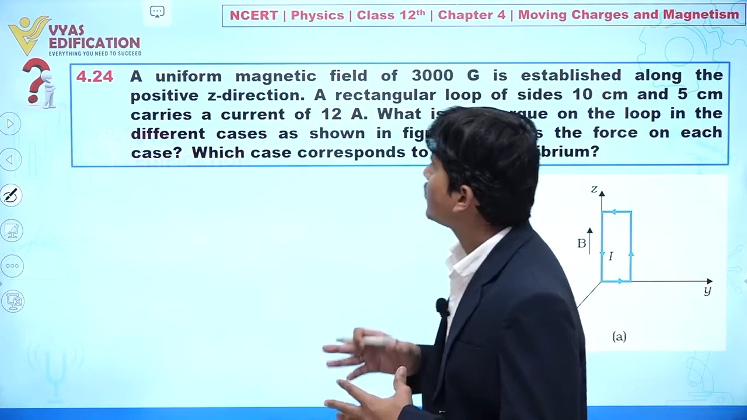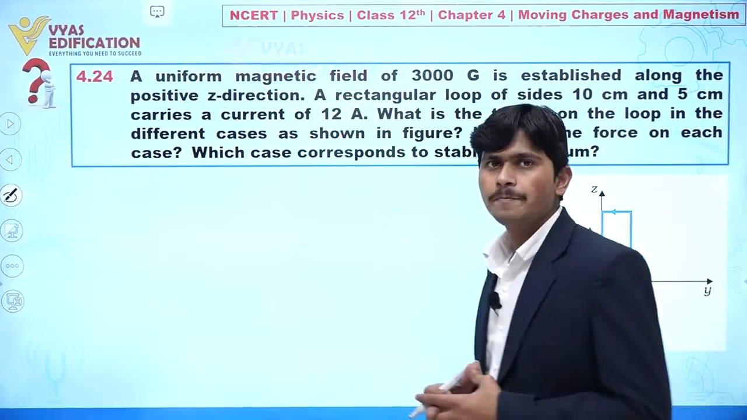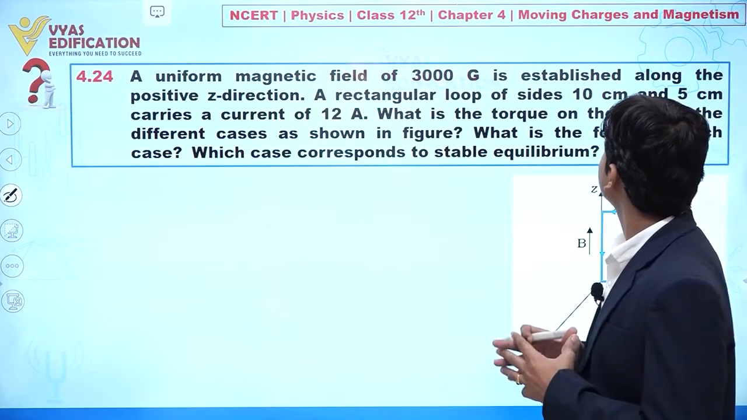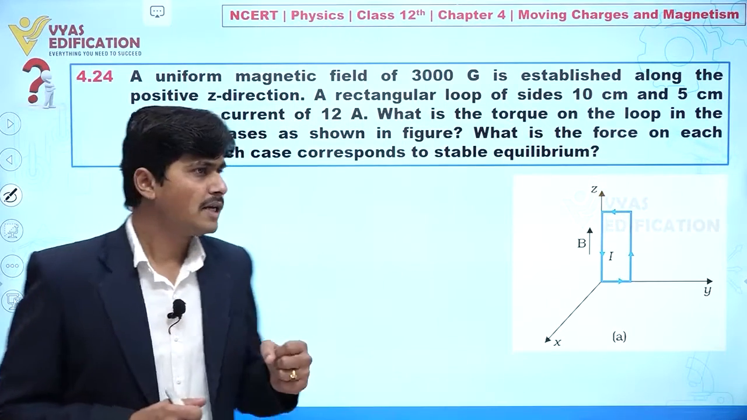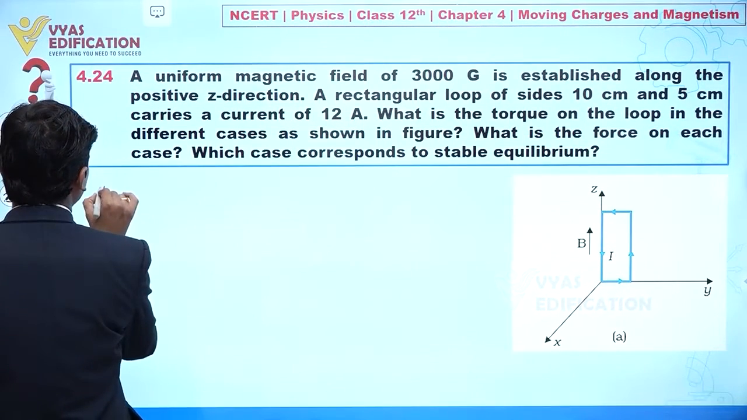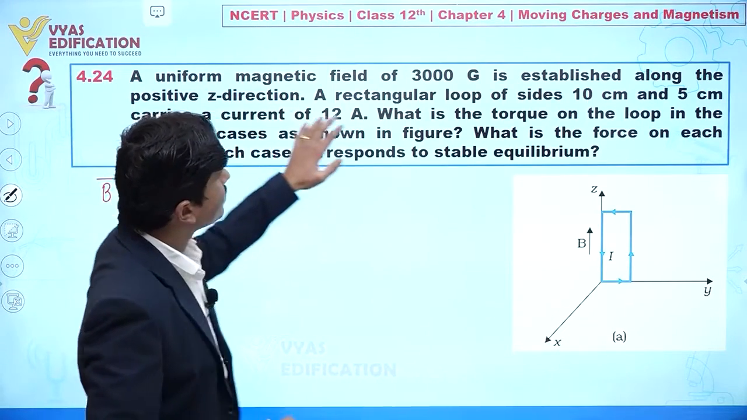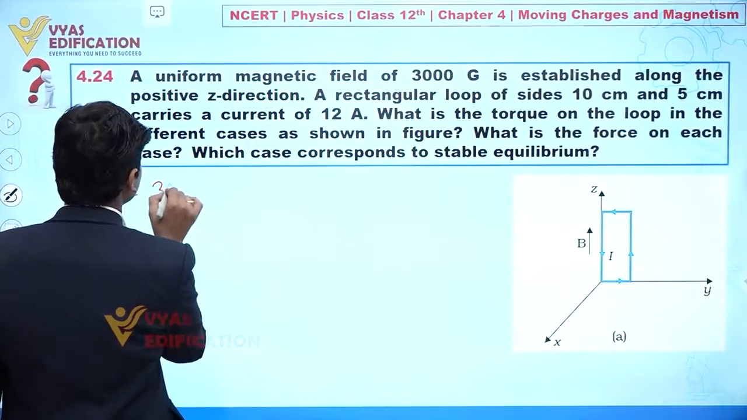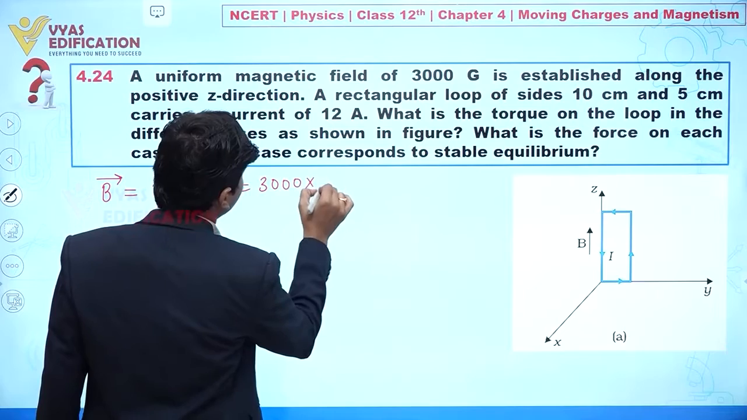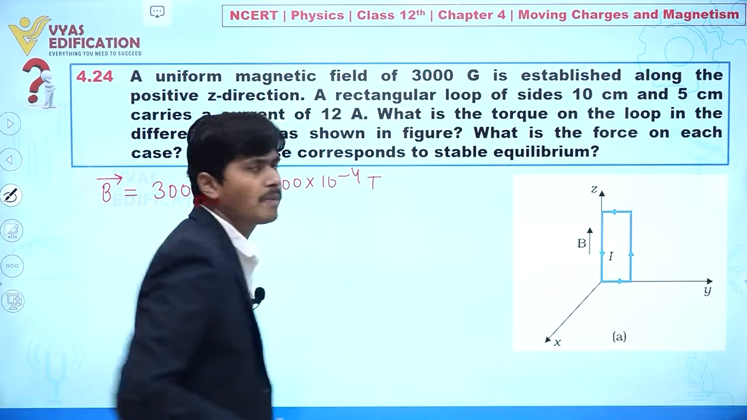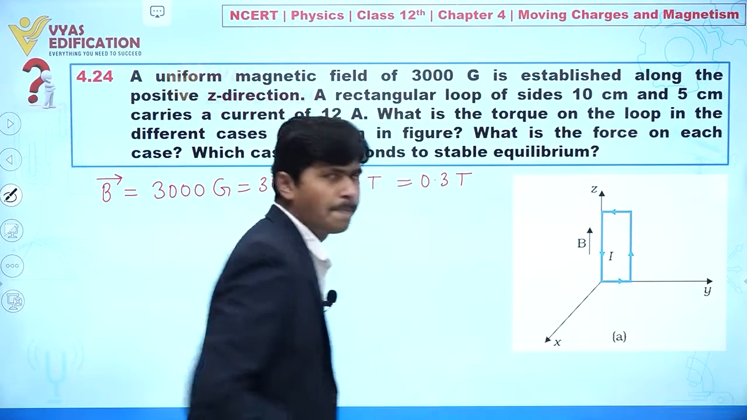In this question, it is given that a uniform magnetic field of 3000 Gauss is stabilized along the positive z direction. I am writing the value of B in vector form. So the magnetic field is 3000 Gauss, which you can convert into Tesla by multiplying by 10 to the power minus 4. So this is equal to 0.3 Tesla. Clear?